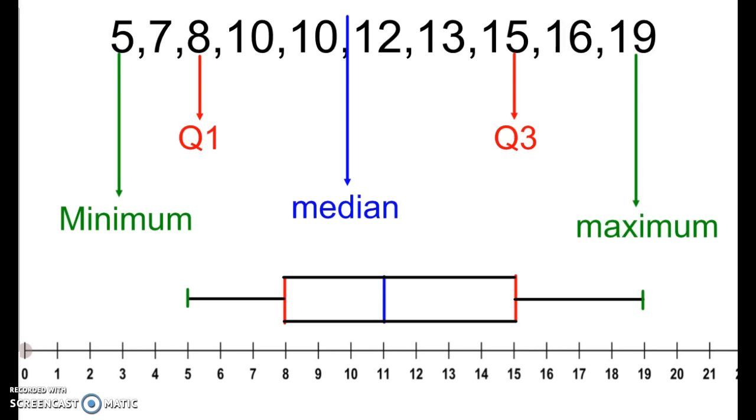With our min and our max, those are in green. Those are connected by what we call whiskers. These lines here, we call those whiskers, hence the box and whisker plots. Then my box is made up of my median, which is in the middle, that one line I drew there, and then my quartile 1 and my quartile 3. Those are like the ends of the box.